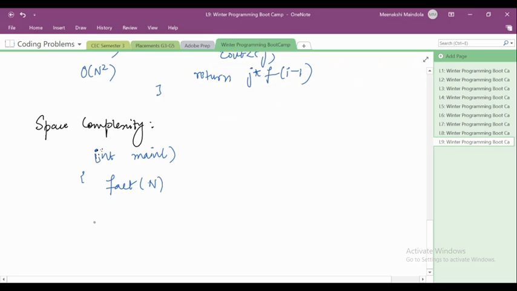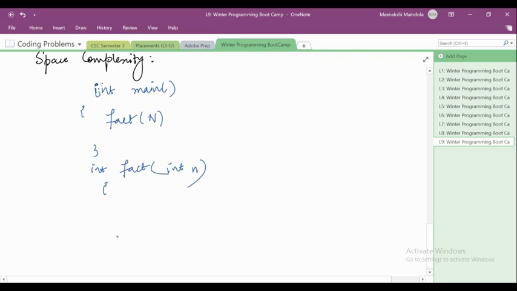Okay, and let us also define the factorial function, which is going to take a variable as an argument, and we check if n is equal to 0, then it returns 1, otherwise it returns n into fact of n minus 1.